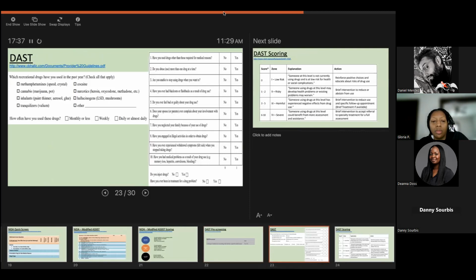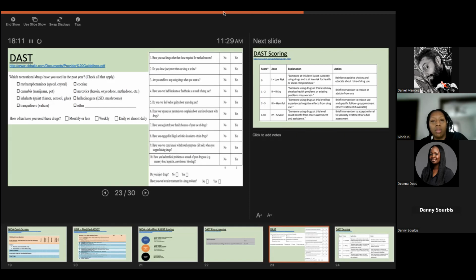And then this is the full DAST screening that'll be done while the person is either in the ER, at their primary care physician, or wherever it is that they are getting this screening. They'll go through all of these questions. What recreational drugs have you used in the past year? It'll list those drugs, and the patient can say which drugs it was. And then there are additional questions like, have you used drugs other than those required for medical use? Do you abuse more than one drug at a time, and so forth.